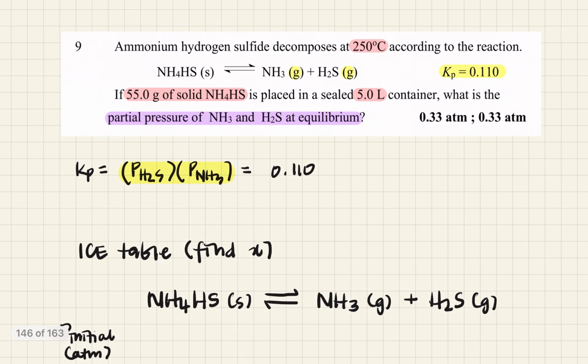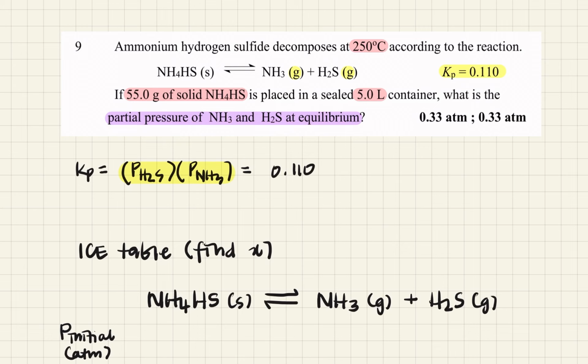Next, number 9. Ammonium hydrogen sulfide decomposes at 250 degrees Celsius according to this reaction. So this is your reaction and this is your Kp. Okay, so if 55 grams of solid NH4HS is placed in a sealed 5-liter container, what is the partial pressure of NH3 and H2S at equilibrium?